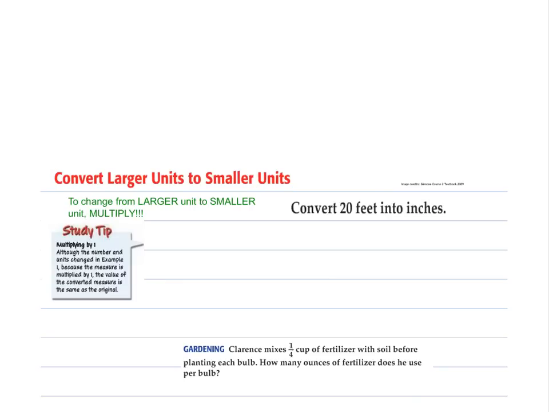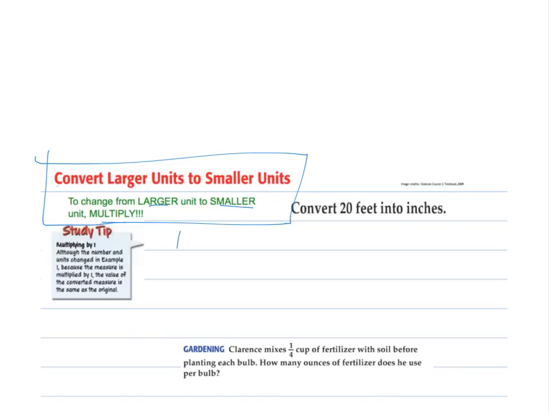We are going to be asked to convert larger units to smaller units, and a key thing to write down, and it kind of seems backwards, is that when we're going from large to small, we're actually multiplying. So large to small, we're multiplying. For example, when we have 20 feet to inches, we want to know how many inches are in 20 feet.